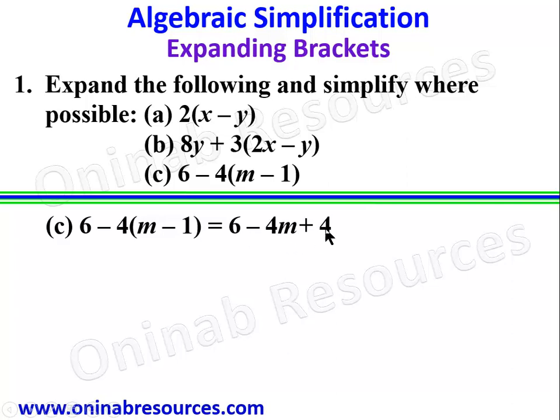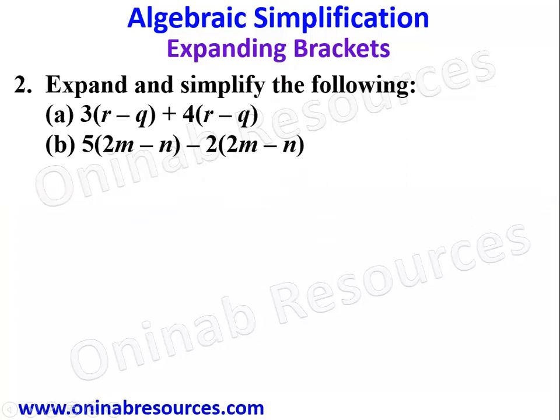The 6 and this positive 4 are like terms. We group them together, so we have 6 plus 4 then minus 4m. 6 plus 4 gives 10 minus 4m. That is the final result for expanding and simplifying the problem 1c. So we are done with problem 1. We go to problem 2.